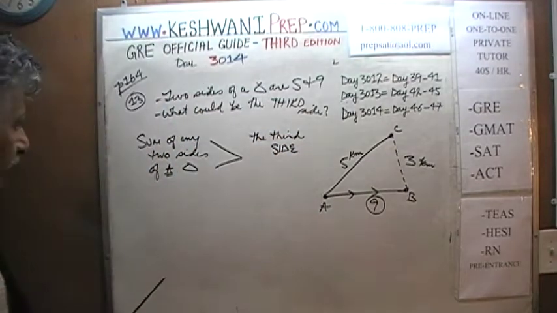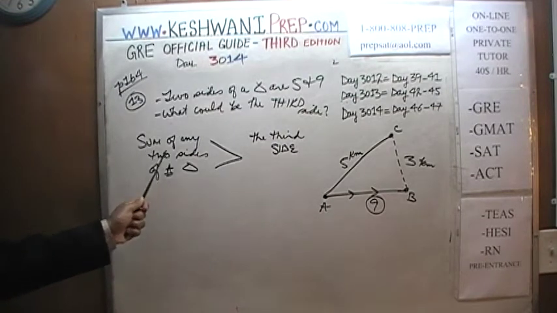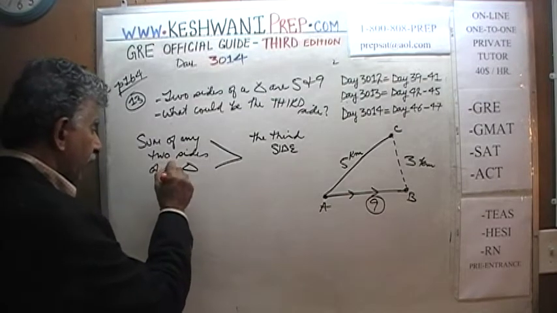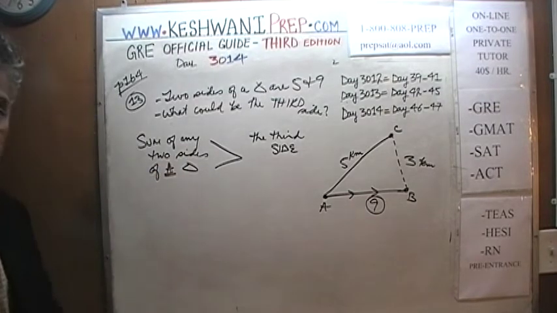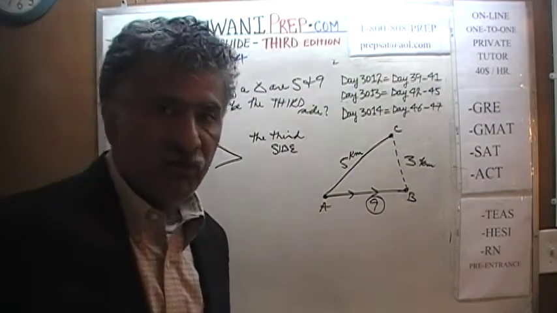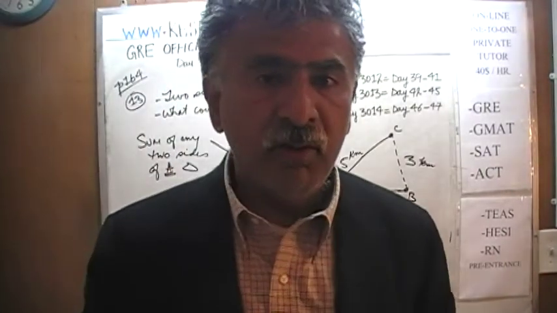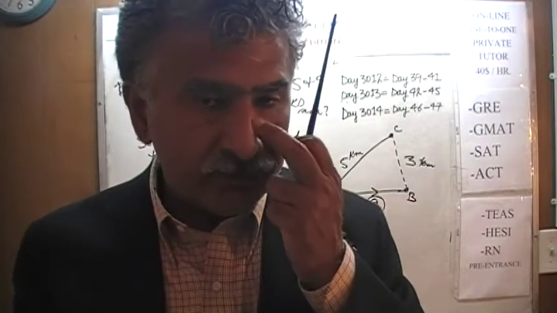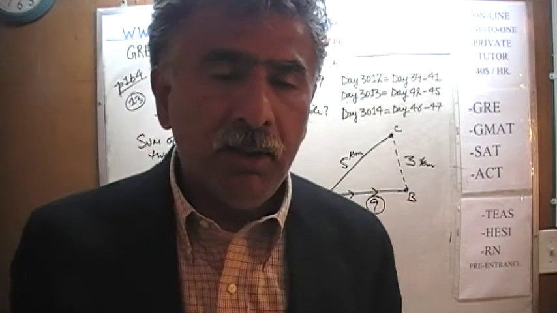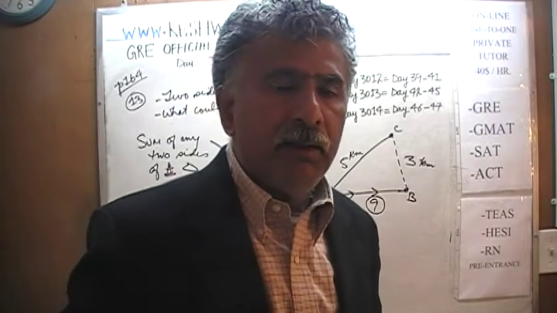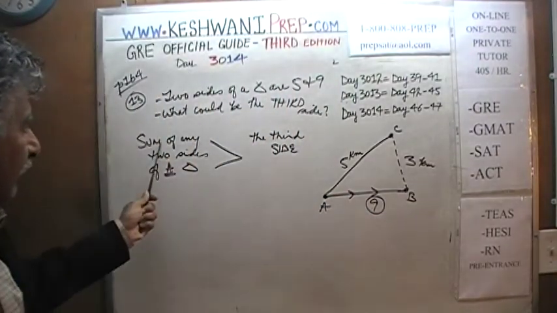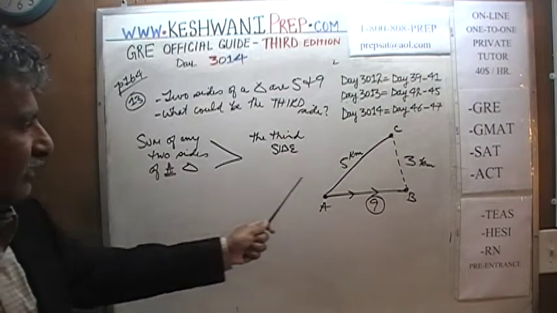One more time, it says the sum of any two sides of a triangle. What kind of triangle? Any old triangle. It doesn't have to be a right angle triangle, an isosceles triangle, or an equilateral triangle. As long as the three sides join together and form a triangle, then by nature, you will find that the sum of the two sides has to be more than the third side.